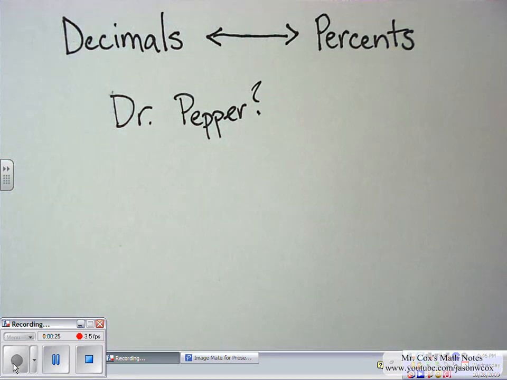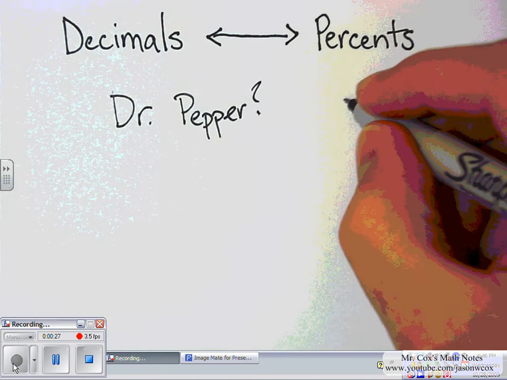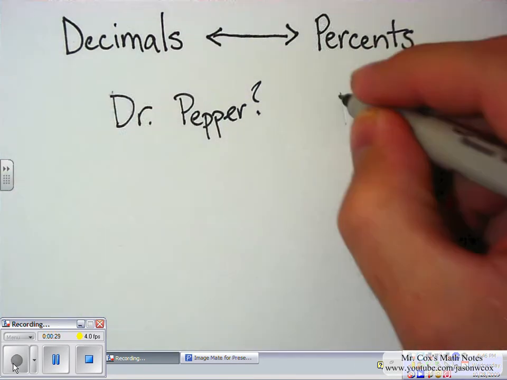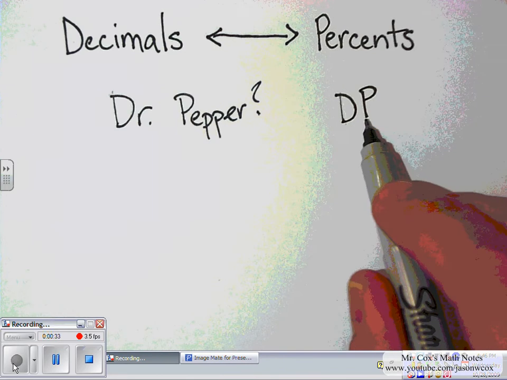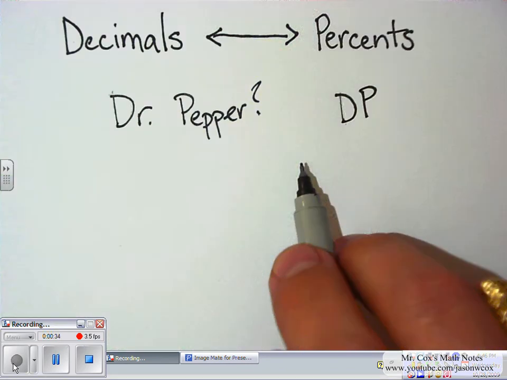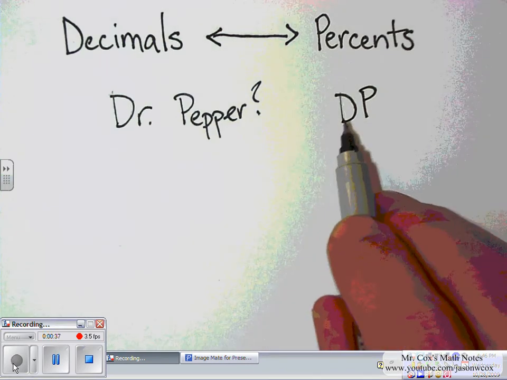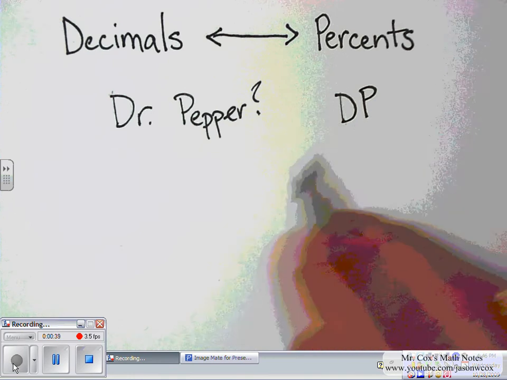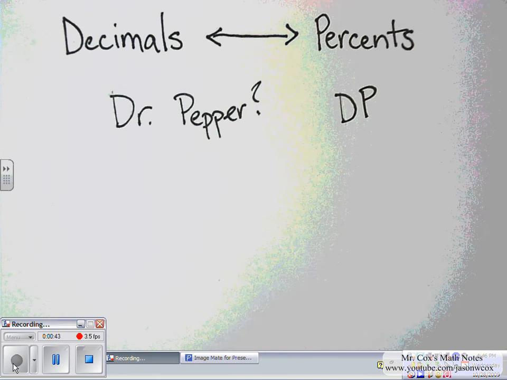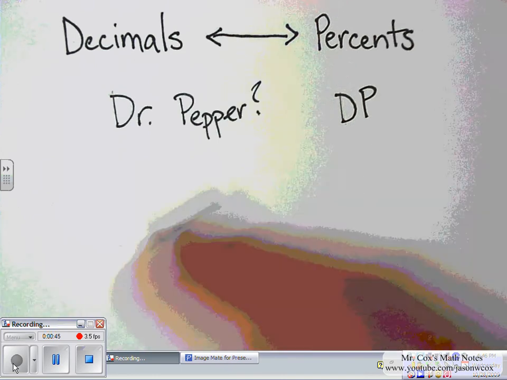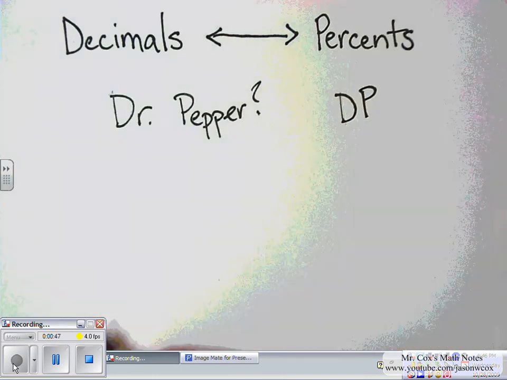Well, I think of Dr. Pepper because it reminds me of the order that the letters go in. DP, Dr. Pepper. Okay, just an abbreviation for it. But this is useful because it can tell you which way to move the decimal point when you're converting. Okay, decimals and percents are pretty much the same thing. It's just either multiplied or divided by 100, depending on the way you go.